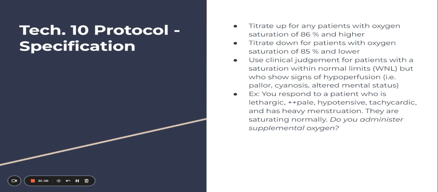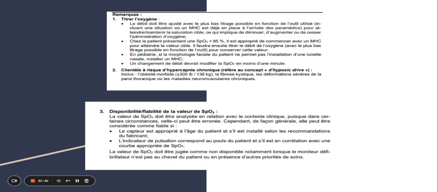Okay, so a patient, this is another call I did. You respond to a patient who's lethargic. She was sitting in her mom's car. She was pale, hypotensive. She was tachycardic. She had described having a heavy menses or a menstrual cycle that had just started that day. Saturation was normal. But like I said, she was tachycardic, hypotensive. So would you administer oxygen here, even if the sat's normal? I would say yes, because again, I don't think that what we're reading on the saturation is accurate.